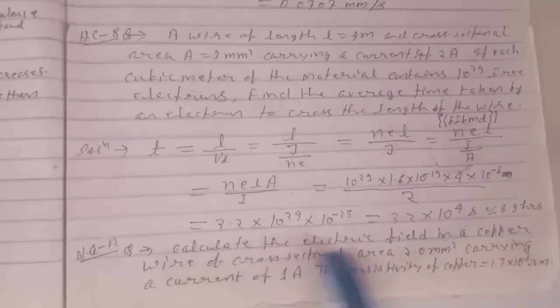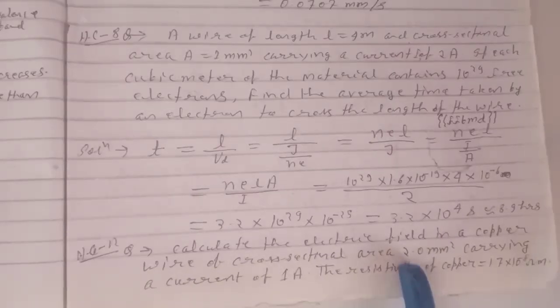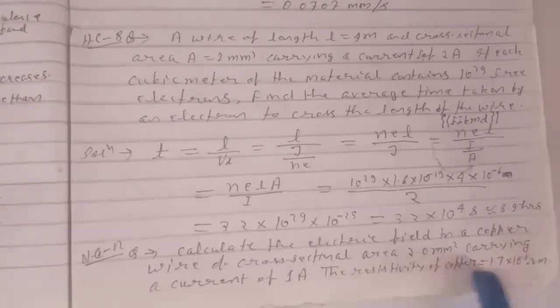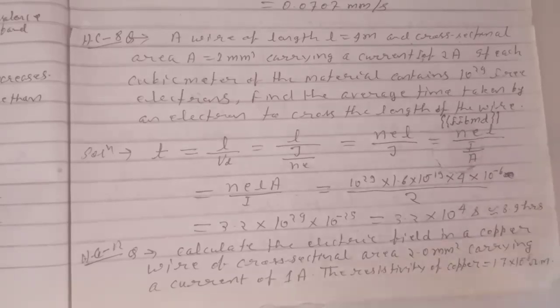Next question. Calculate the electric field in a copper wire of cross-sectional area 2 millimeter square carrying a current of 1 ampere. The resistivity of copper is 1.7 into 10 to the power minus 8 ohm meter.